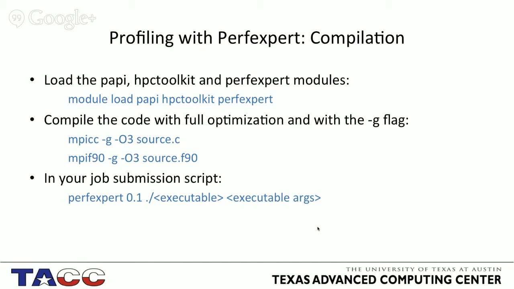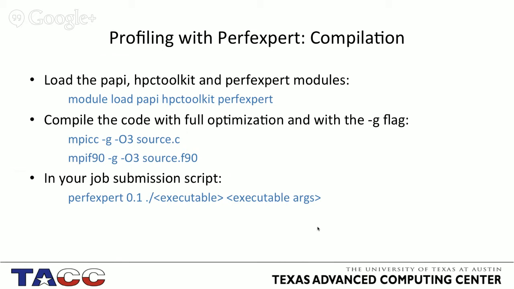Profiling with PerfExpert is pretty straightforward. If you're working in Stampede, there's a couple of modules you need to load because PerfExpert depends on them, in particular PAPI and HPC Toolkit. You compile your code with -g and full optimization. Essentially, -g is to allow you to refer the performance back to a particular line in your code.